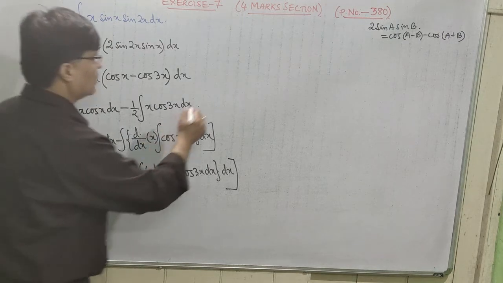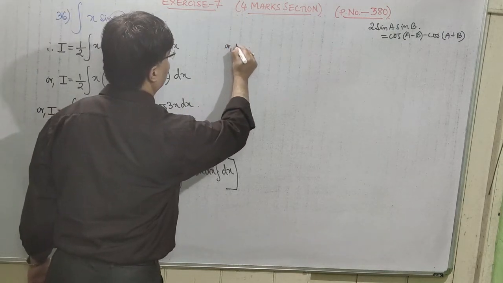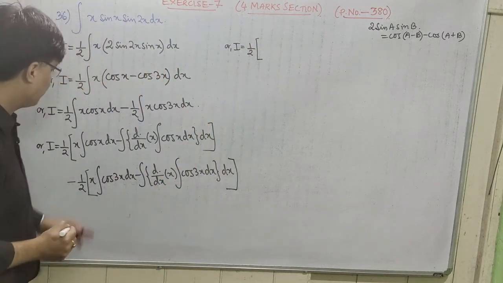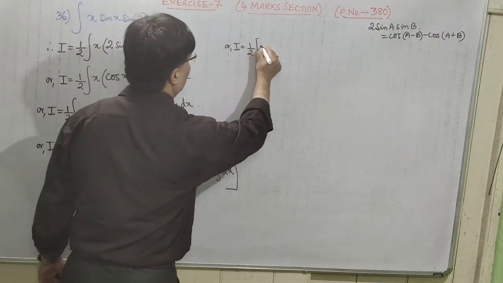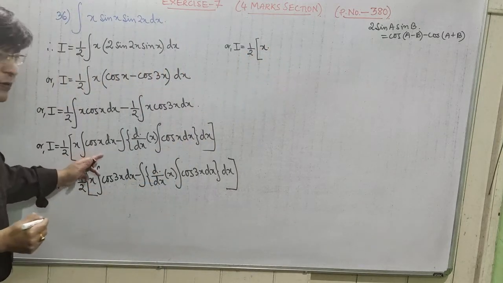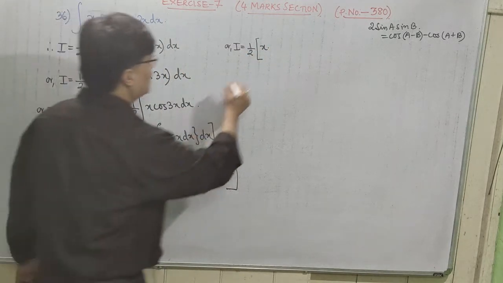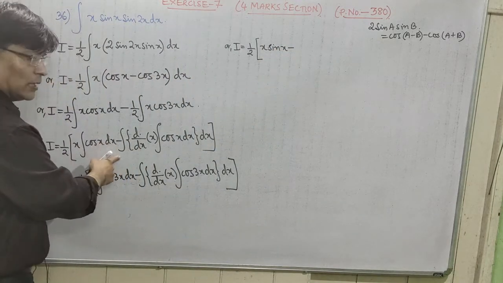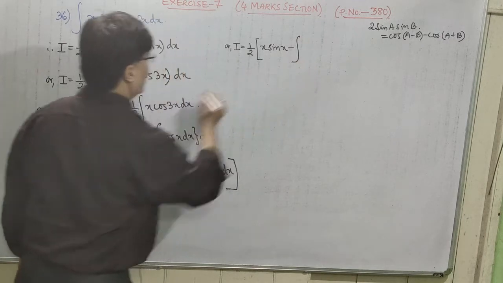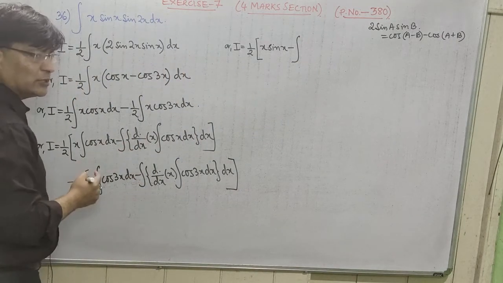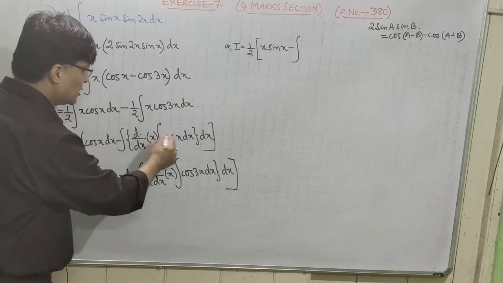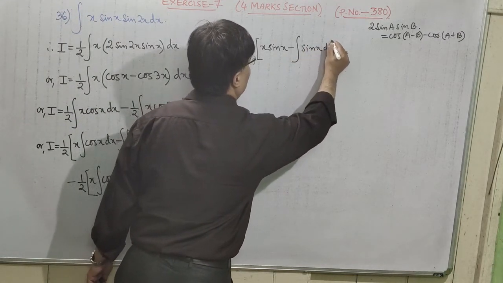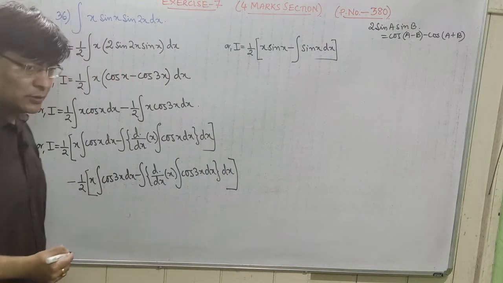So let us evaluate this integration now. So let us write here, I is equal to half within third bracket x into what is integration of cos x dx? It is sin x, minus integration of what is d by dx of x? That is 1. You don't have to write it. What is integration of cos x dx? That is sin x. Then you can write dx. Third bracket is closed. Okay.